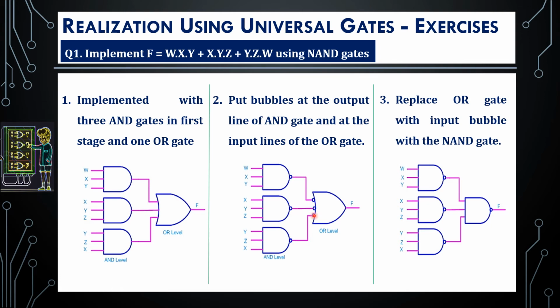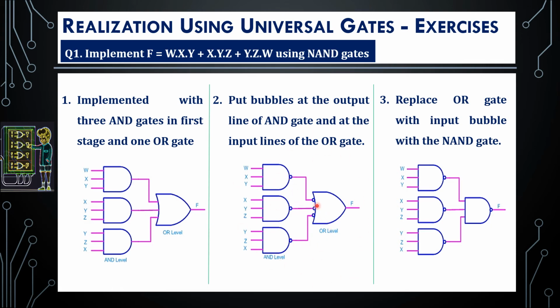Then we note the lines where we put the bubbles. If we put one bubble at the output line, we need to put one more bubble on the same line. We already put one bubble, so this bubble and this bubble, the effect of inversion gets nullified. In this case also, these two bubbles nullify the effect of inversion.